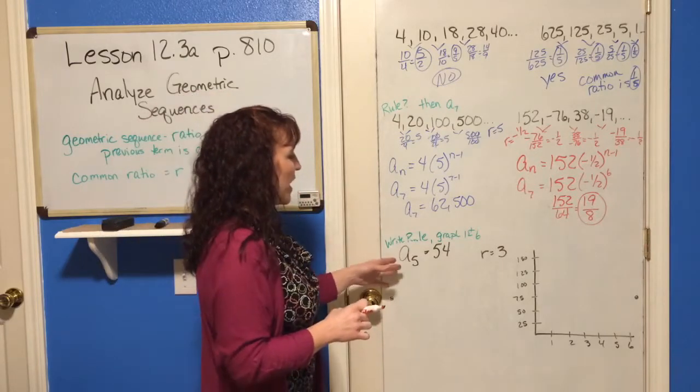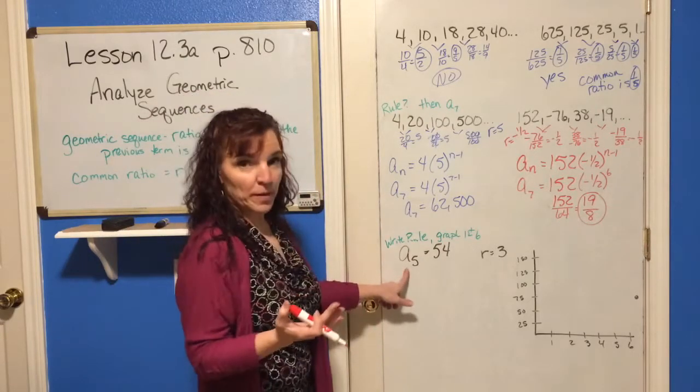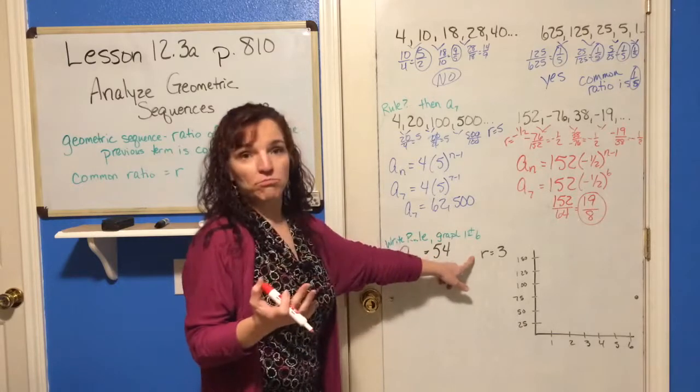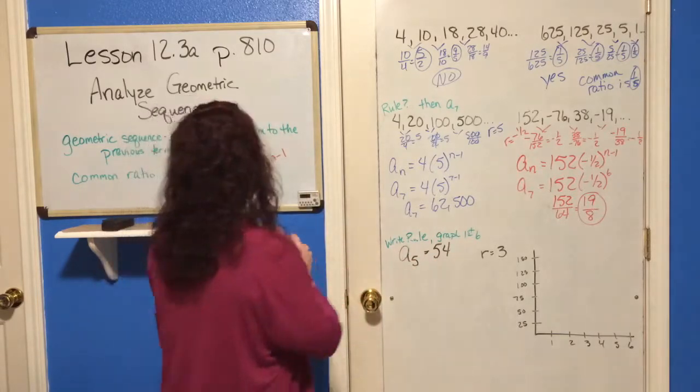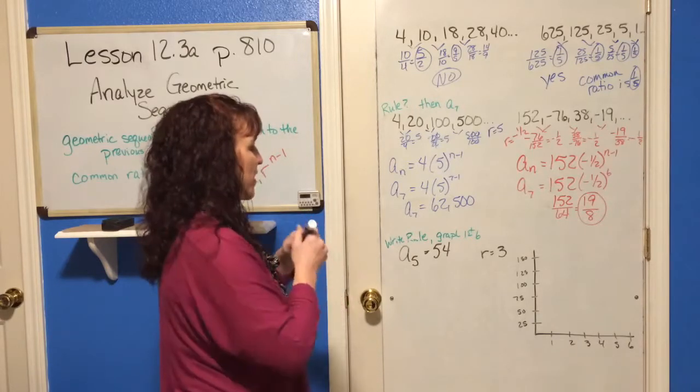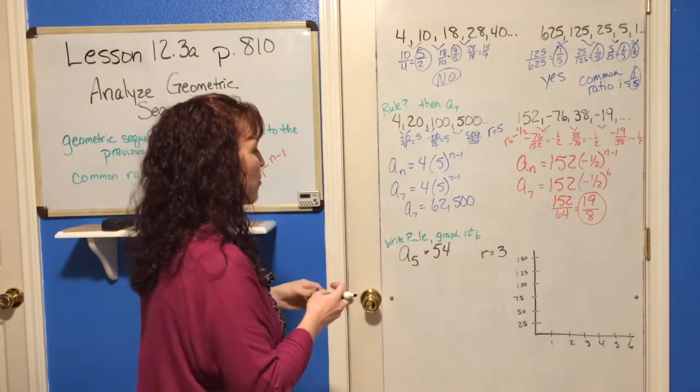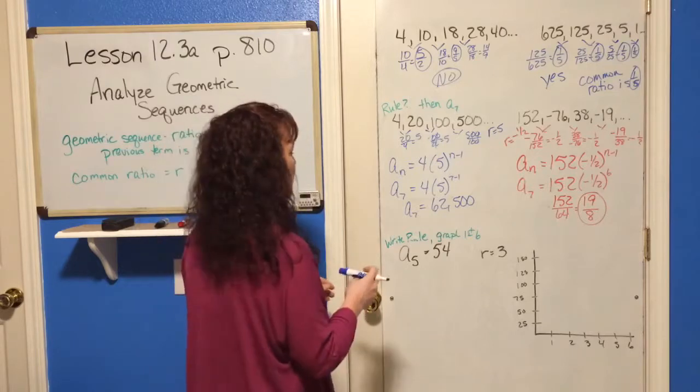So now, if I give you the 5th term and the common ratio, can you find the rule? Well, same type of thing we did with the arithmetic sequences. I really need to look up how to pronounce that, huh? All right.